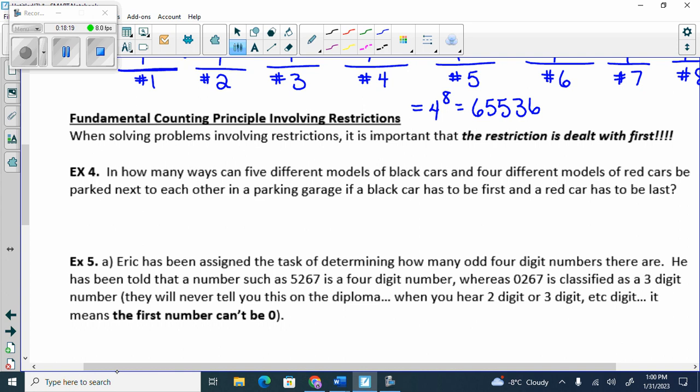Okay, so this one says, fundamental accounting principle involving restrictions. When solving problems involving restrictions, it's important the restriction is dealt with first. So a restriction in that case would have been the first 3. They were restricted to whatever answers they were. We had to deal with them first, right? The ones on the previous page.